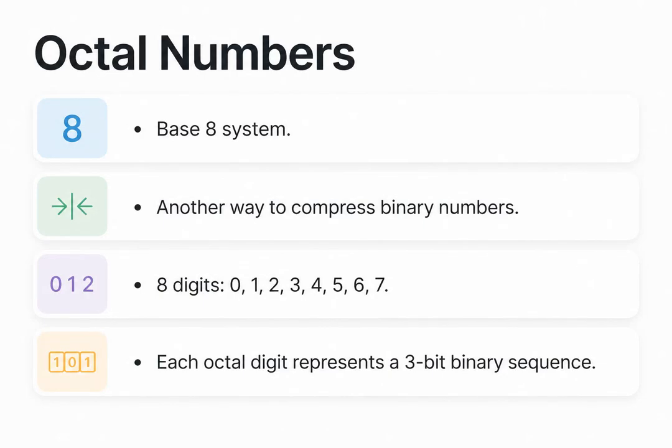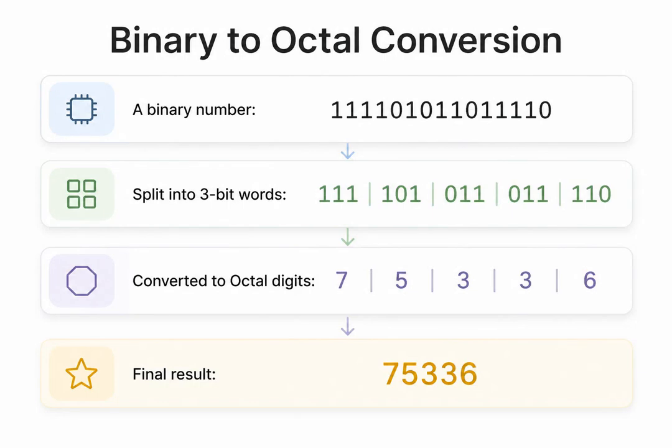Another system used to compress binary is octal, which is base 8. It only uses the digits 0 through 7. Because 8 is 2 to the power of 3, every single octal digit perfectly represents a 3-bit binary sequence. Converting binary to octal is just like converting to hex, but instead of grouping by 4, we group the binary string into chunks of 3 bits, starting from the right. Then we simply convert each 3-bit chunk into its decimal equivalent, which gives us our final octal number.